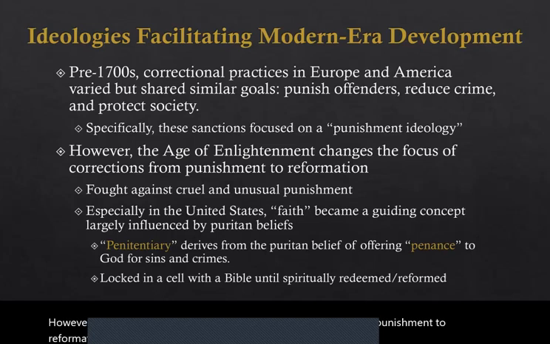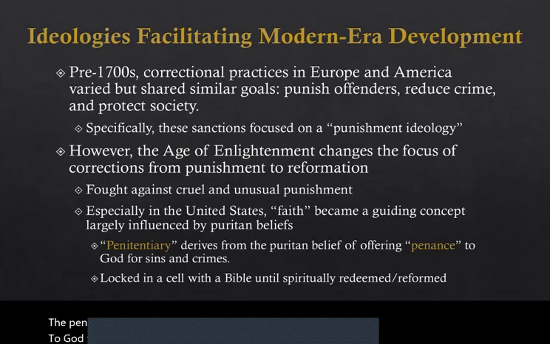So this is where we see a fight against cruel and unusual punishment. In the United States, we see faith becoming a guiding concept, largely influenced by Puritan beliefs. And so it's still true to this day. It just looks a little bit different. But if you think about it, or if you've ever heard of it, most prisons are called penitentiaries, right? Federal penitentiary. Well, the penitentiary derives from the Puritan belief of penance to God for sins and crimes.